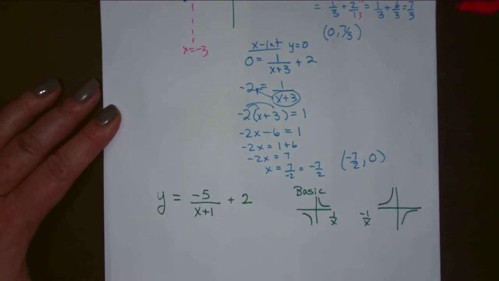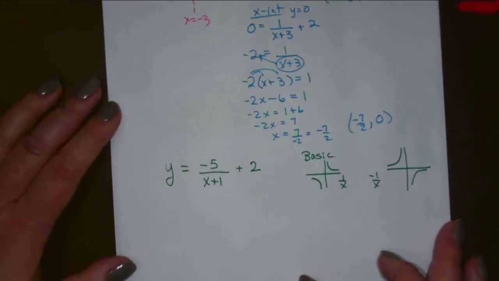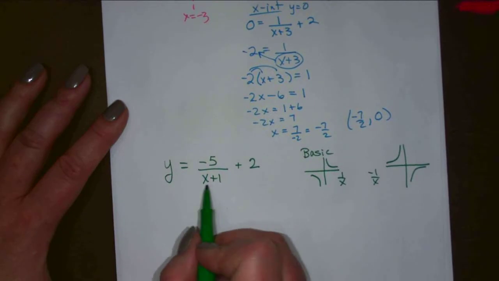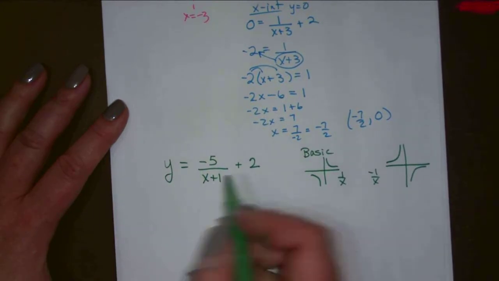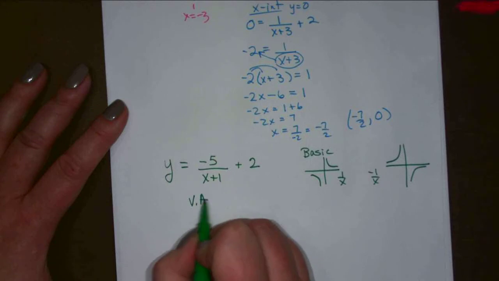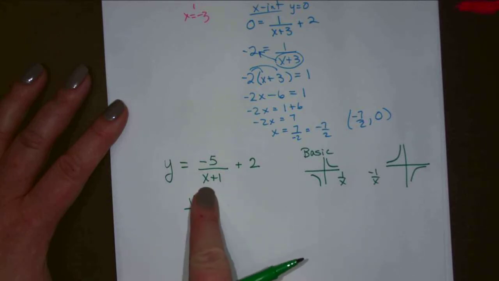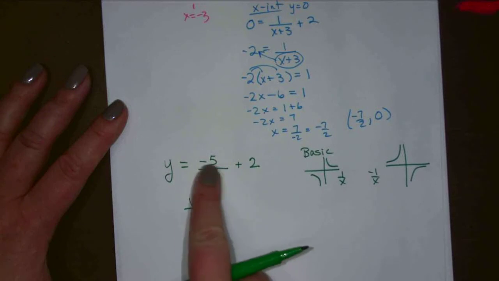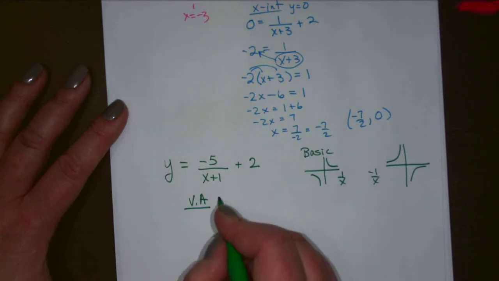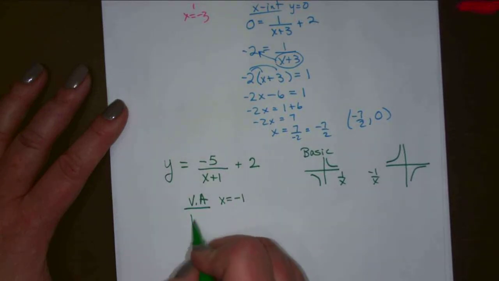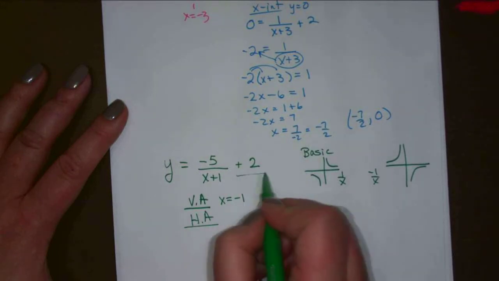Here and here, right. And of course you can plot a few points to be sure you're in the right quadrants if you're unsure where it would be. We'll just plot this quickly. What's the vertical asymptote? Vertical is what makes the fraction not work. That's the x value that doesn't work. What can we not plug into the denominator here? Negative 1. So x equals negative 1. The horizontal asymptote, it's right here, 2.